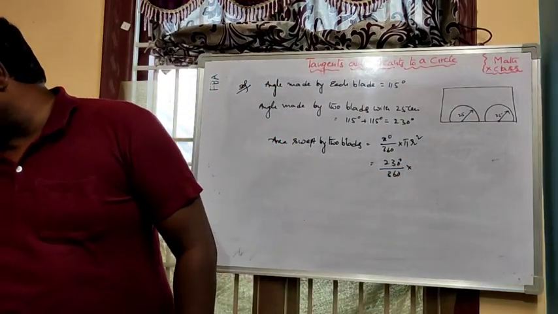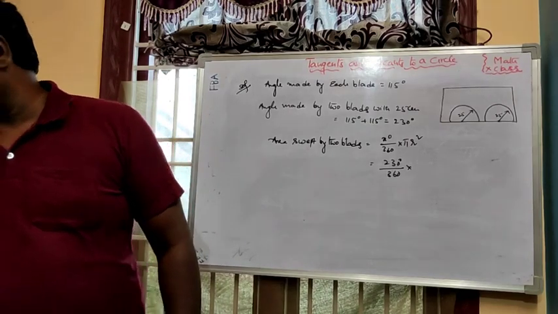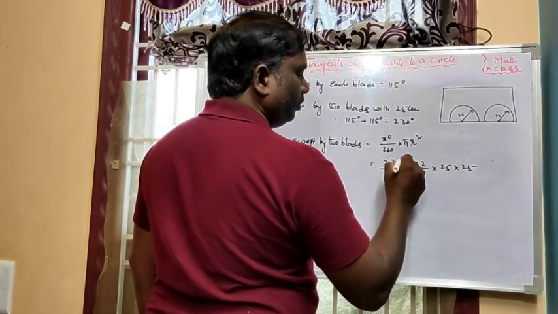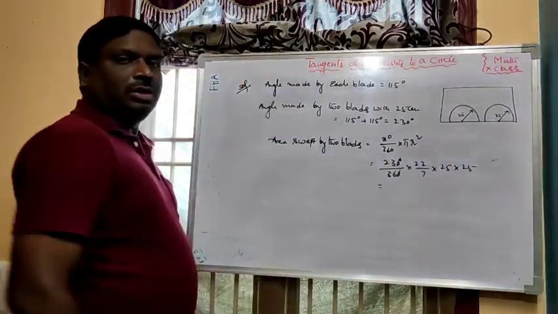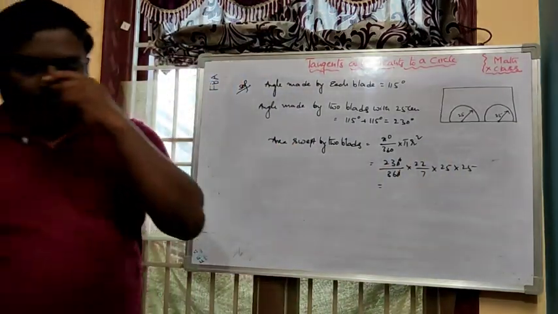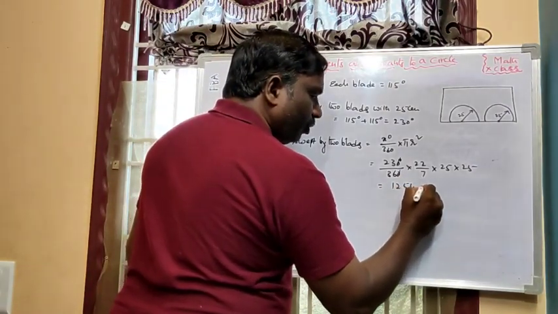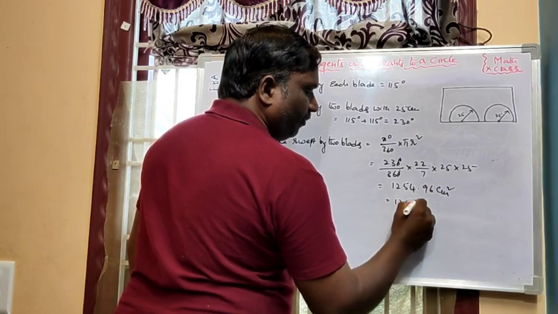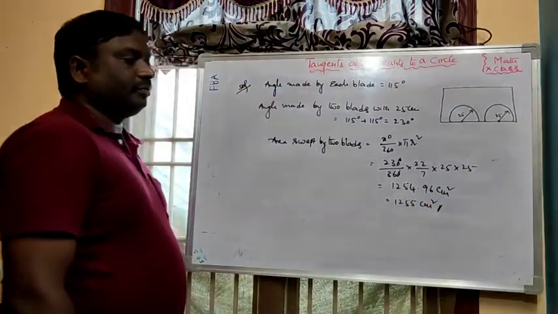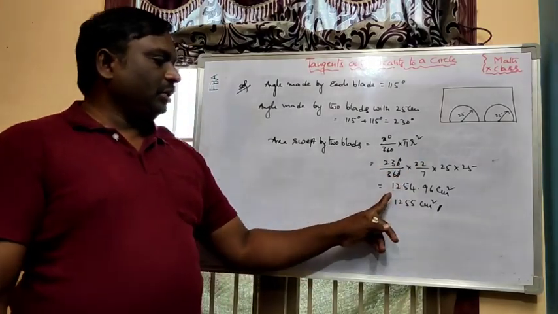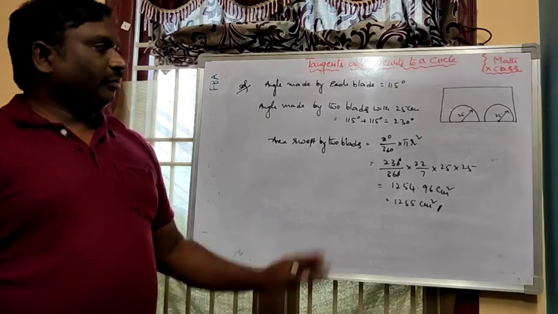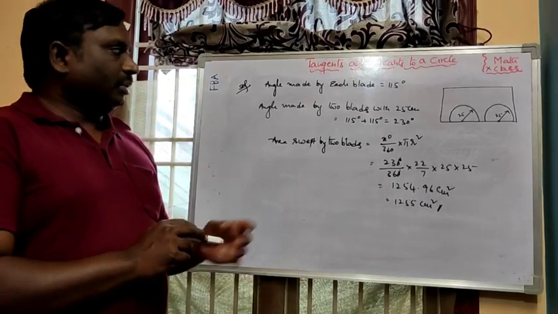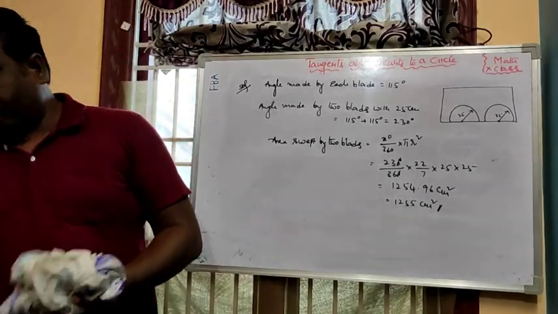From this question they are asking us to take the pi value as 22 by 7. So 22 by 7 into 25 into 25. If you do the simplification of this total value, finally you will get 1254.96 centimeter square, or else you can write 1255 centimeter square. So do the simplification, then you'll get the final answer like this. Very easy question, the car blades question.